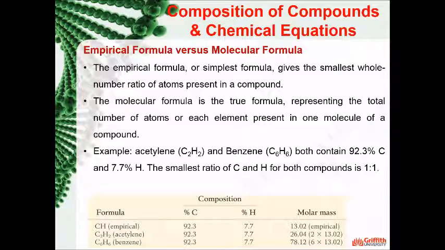For example, acetylene has the formula C2H2, and benzene has the formula C6H6. They both have a percent composition of 92.3% carbon and 7.7% hydrogen. The ratio is 1 to 1. Therefore, the empirical formula for those two compounds is CH. So when we have the percent composition of a compound, we can only determine the empirical formula, and we cannot determine what the actual compound is unless we obtain more information, which will be discussed later.